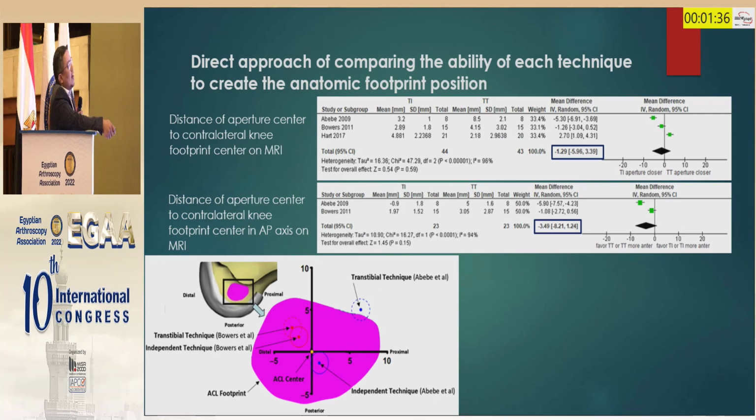Then we found that there were two studies that measured the distance of aperture center to contralateral knee footprint, not the same knee like the previous, on MRI, which was either direct distance or distance in the anteroposterior axis. We found that there was non-significant difference in this distance between the two techniques, the tibial dependent or tibial independent, and non-significant difference between these two distances in the anteroposterior axis.